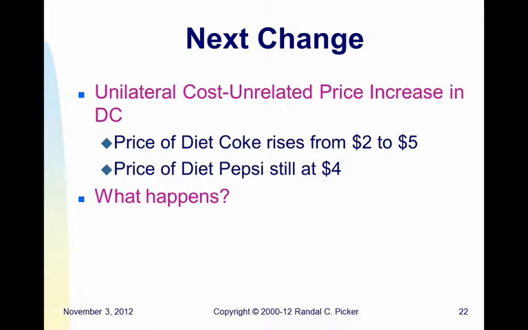All right, let's try a second example to see what we might see. So let's assume that the price of Diet Coke rises from $2 to $5. And you see what I call that. I call that a unilateral cost-unrelated price increase. I think we call that market power. So the price of Diet Coke jumps all of a sudden from 2 to 5. And Diet Pepsi is still at $4, so we're in that world as well.